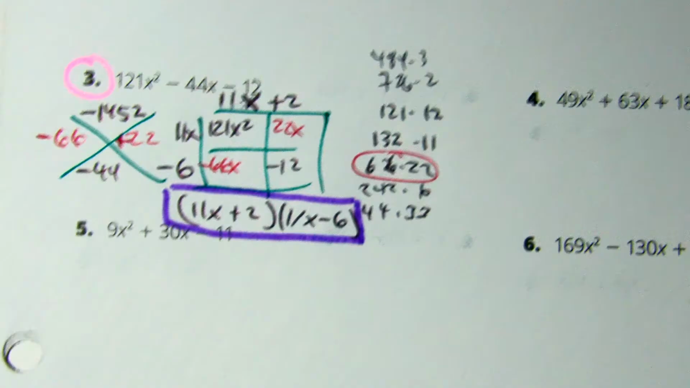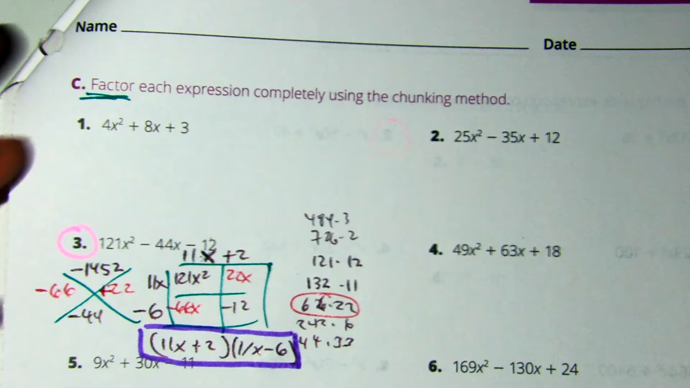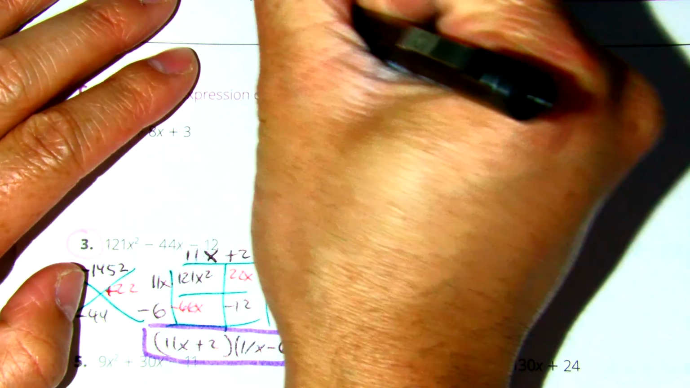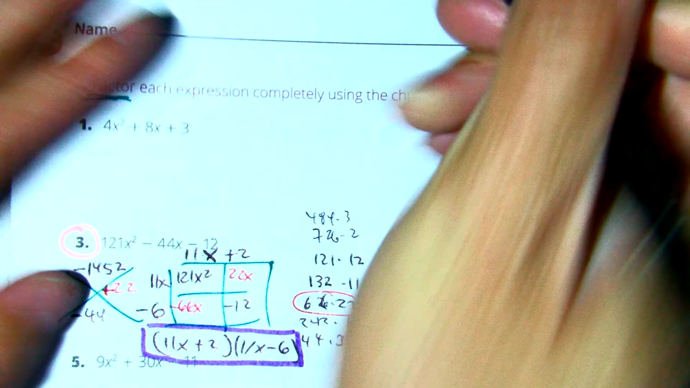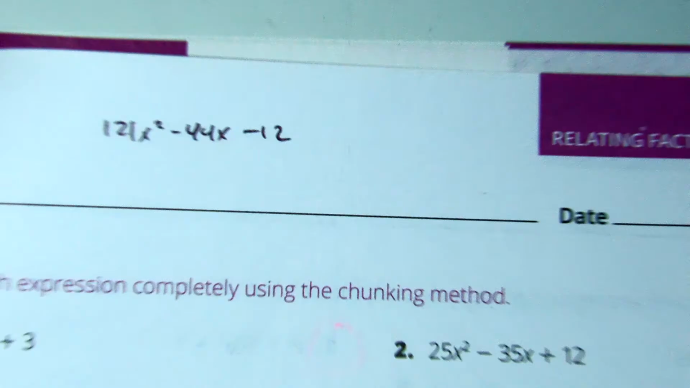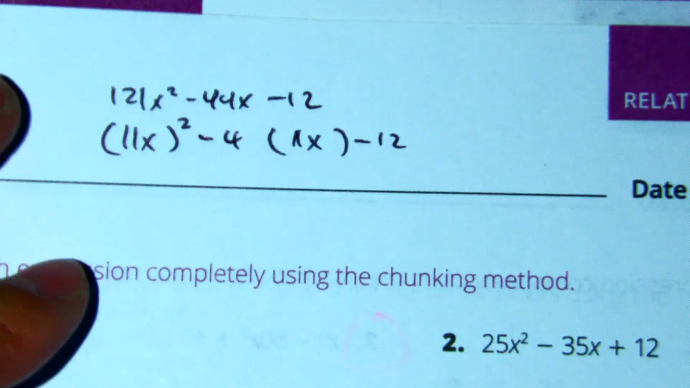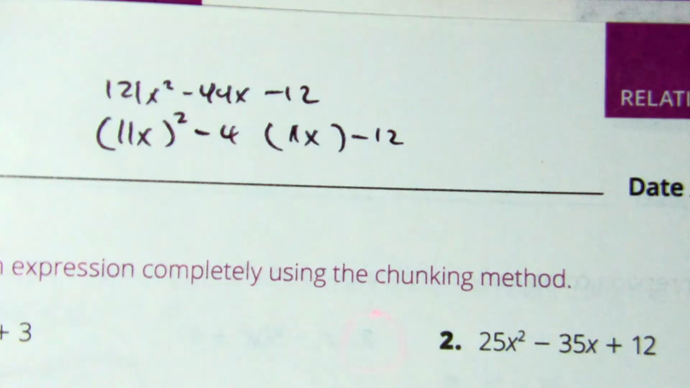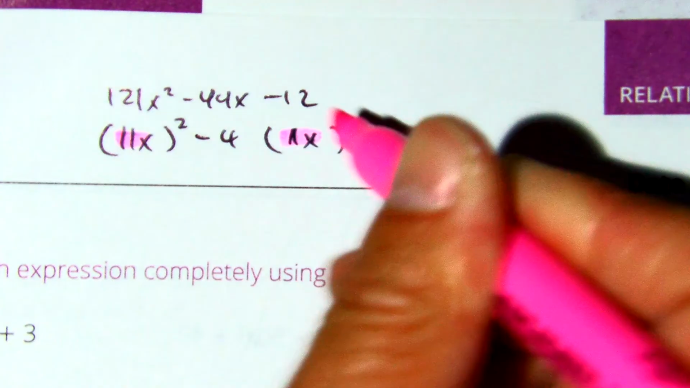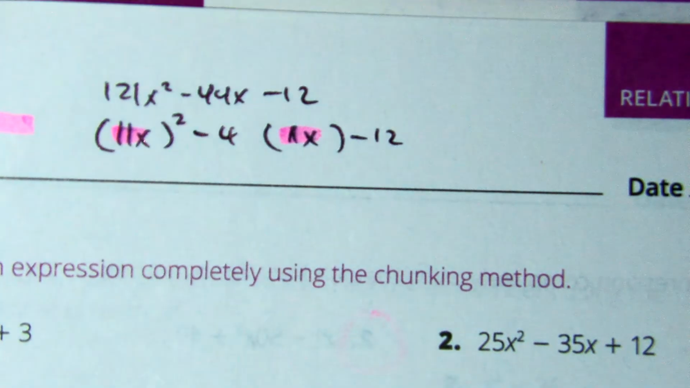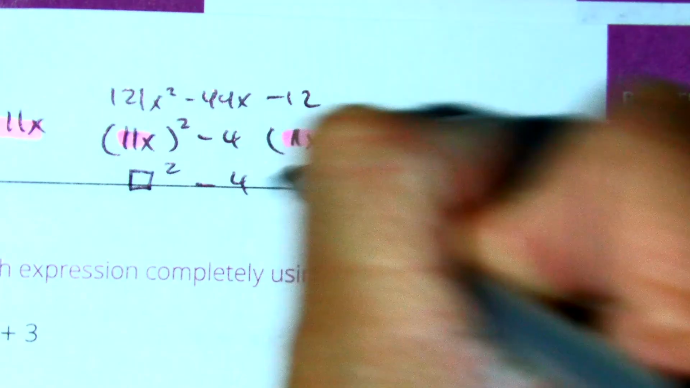Okay, let me show you guys chunking method. So I have 121x squared minus 44x minus 12. So in parentheses, I need to have the same number. So that'll be 11x, and then the square on the outside, negative 4 times 11x minus 12. Here's my substitution. Pink box equals 11x. So now I have the box squared minus 4 times the box minus 12.